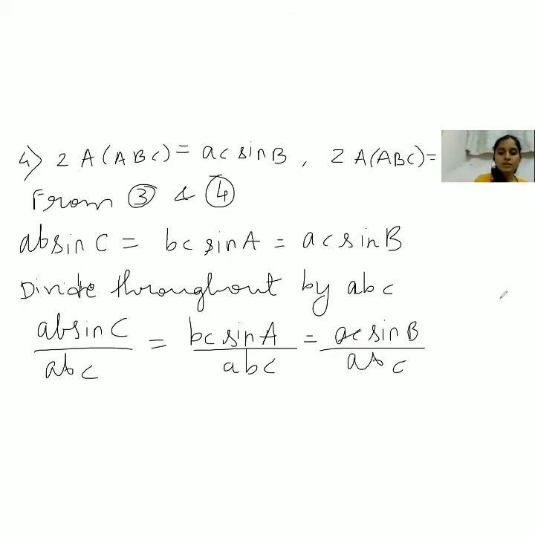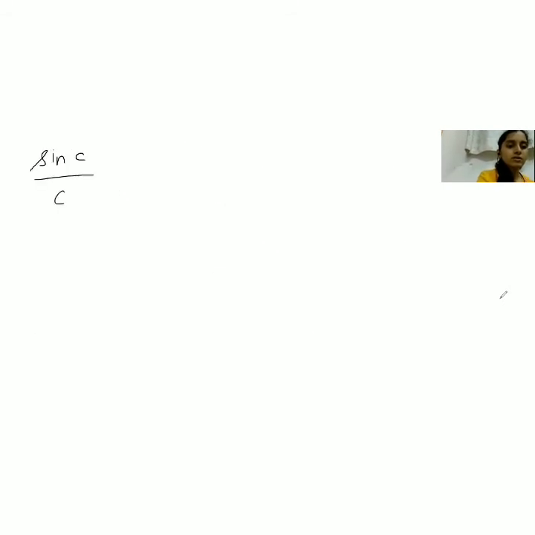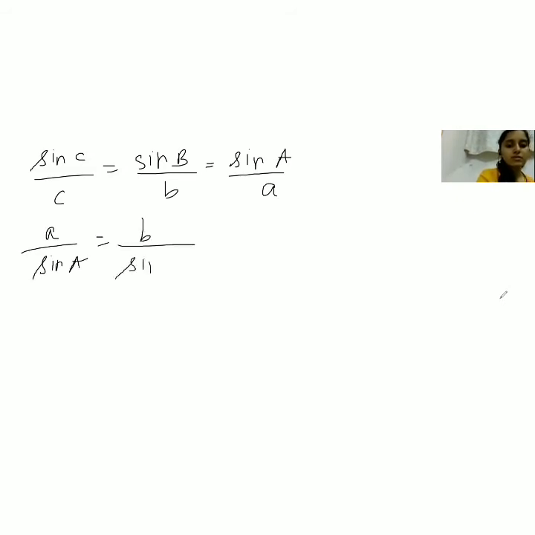So we'll have ab cancelled here, and we'll have sine C upon c equal to sine B upon b equal to sine A upon a. Now we'll just invert this ratio, and we can say a upon sine A is equal to b upon sine B is equal to c upon sine C. And we'll call this equation 1.